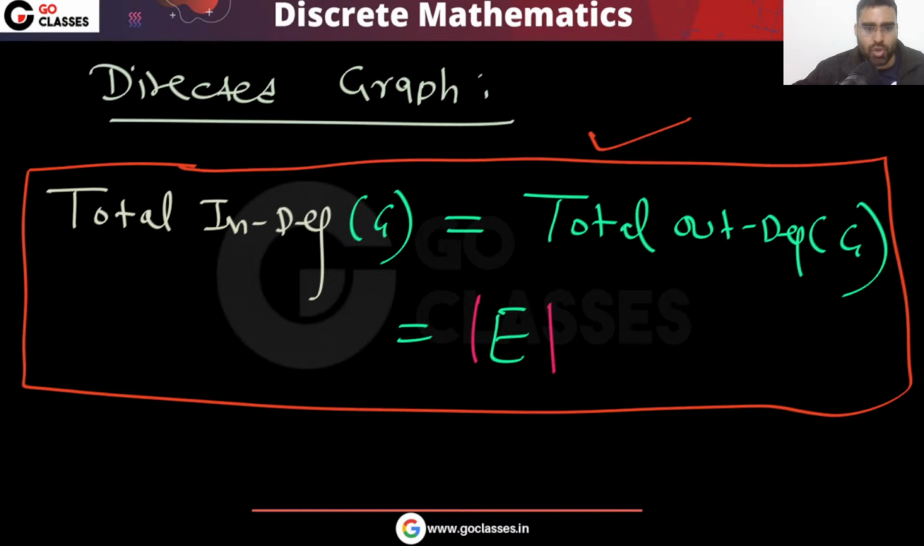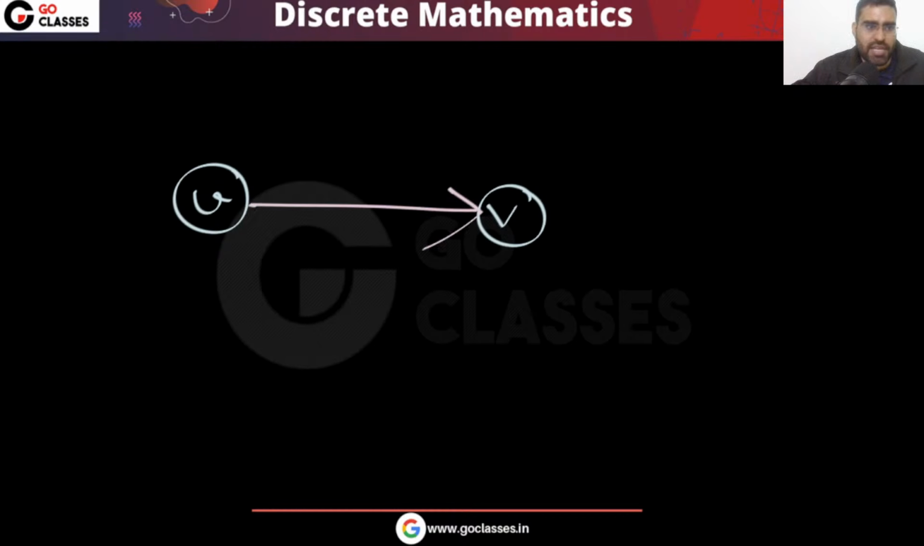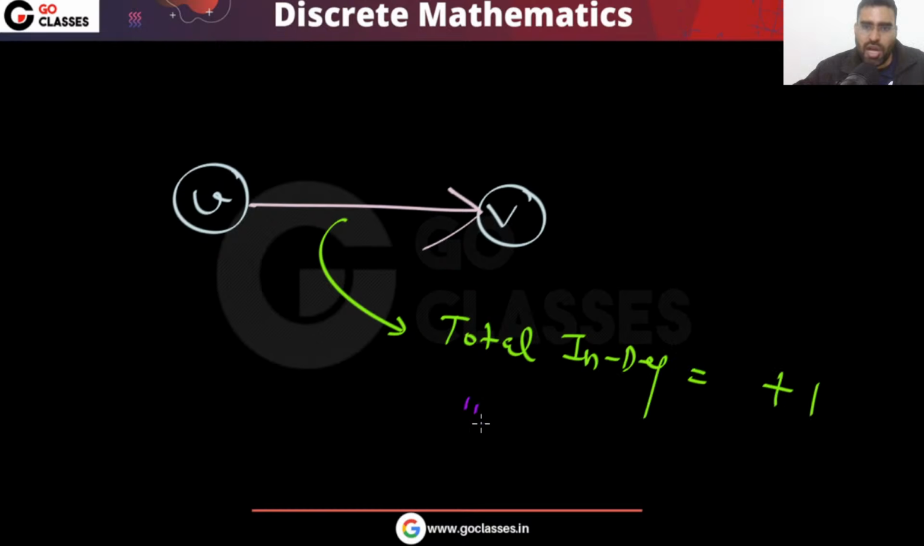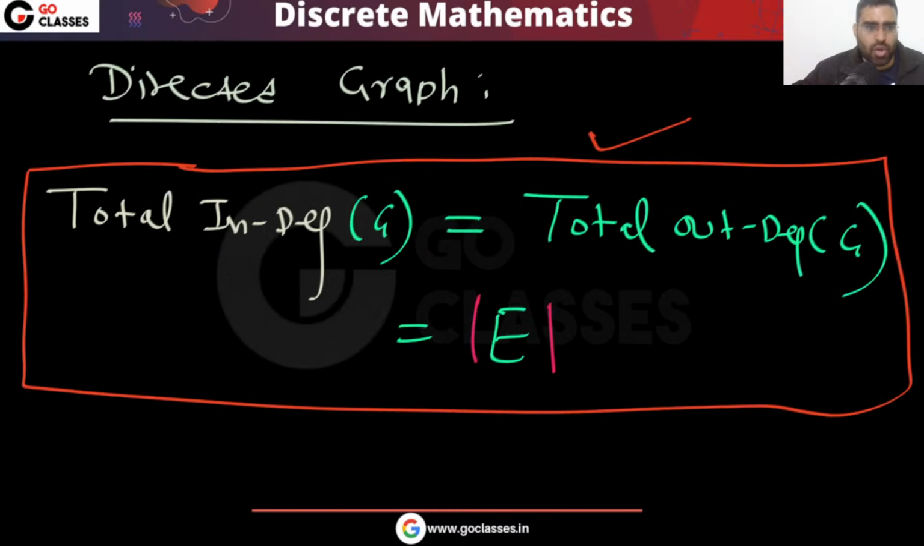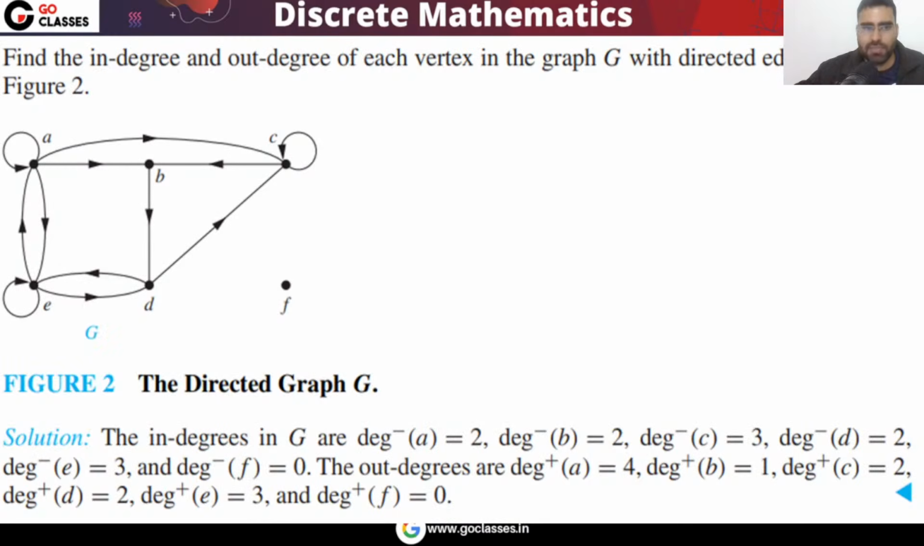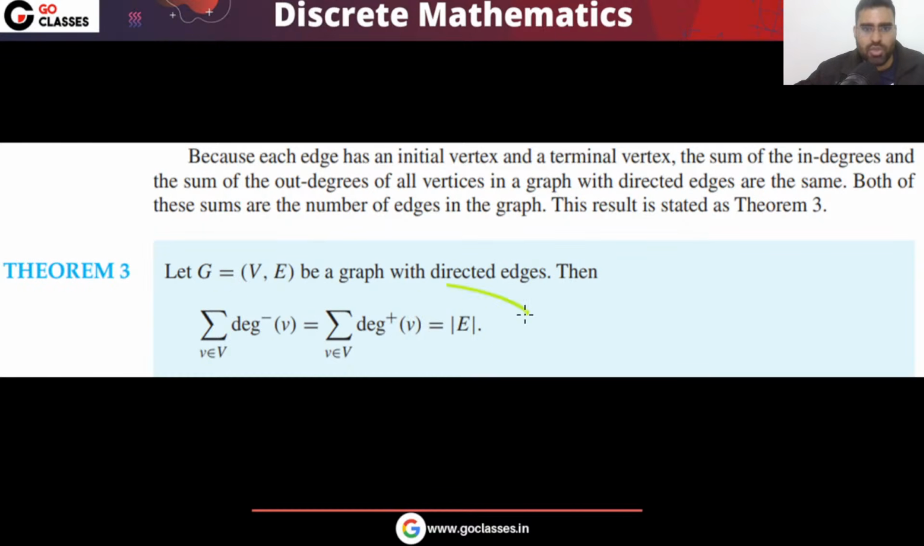The reason is very simple. Because of every edge, in degree will increase by 1 and out degree will increase by 1. If you have two vertices, V and U, then because of every edge, total in degree will increase plus 1, and total out degree will increase plus 1 because of this edge. So that is the reason I can say number of edges is equal to total in degree is equal to total out degree. Okay, very simple. So that's your conclusion.